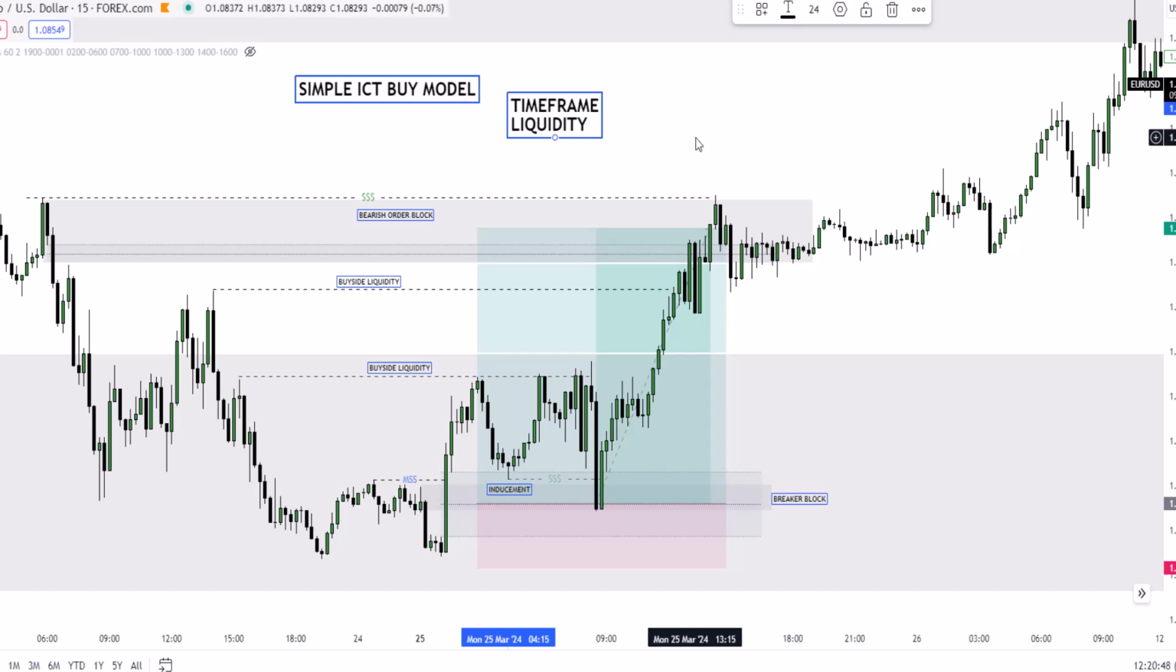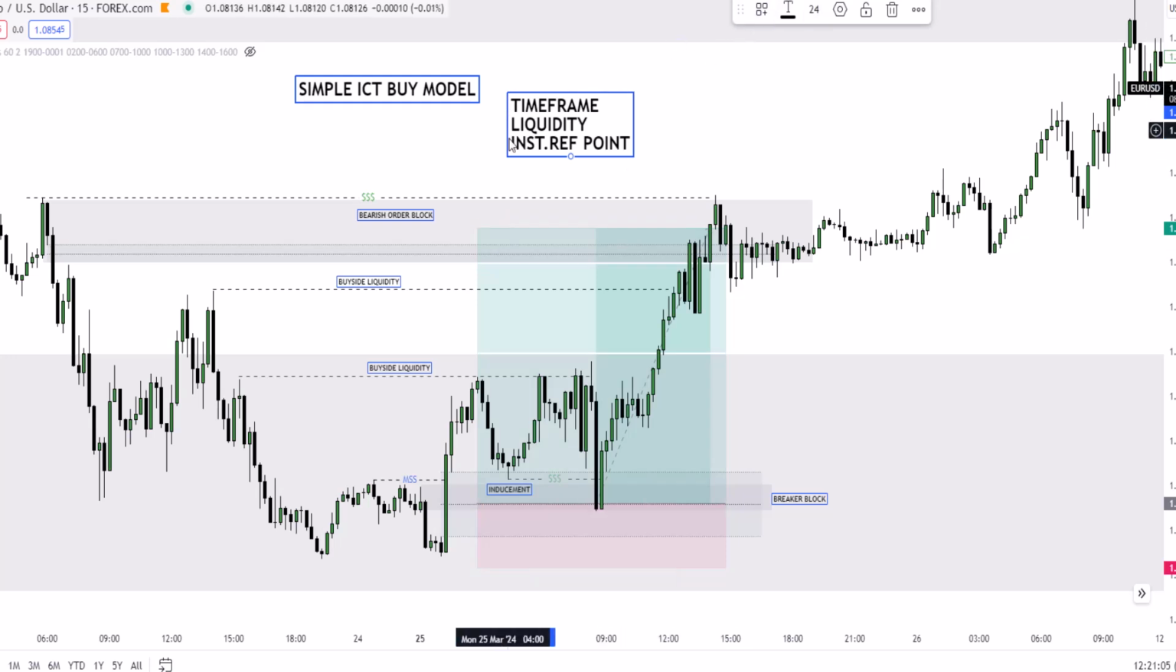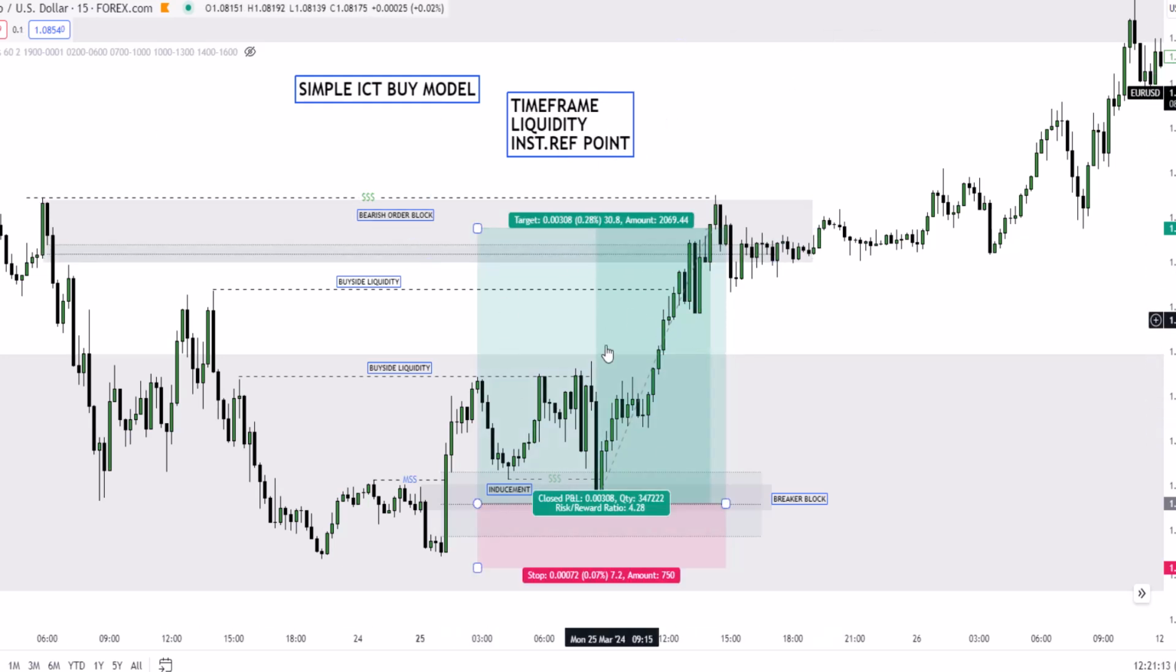Then thirdly, we're going to talk about the institutional footprint, what we call the institutional reference point. I can just call it ref point, just to put it right there. So these three very important things that we need to cover are important for us. So let's start from that, and I will come back here to show you how this buy model came in.